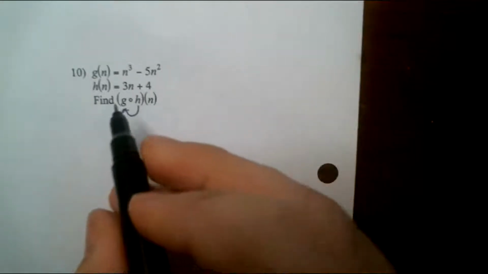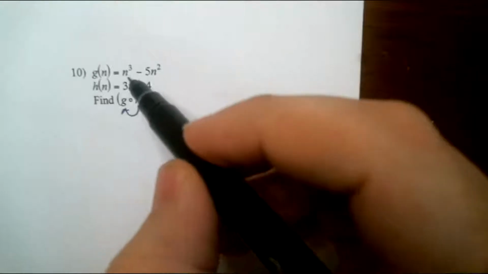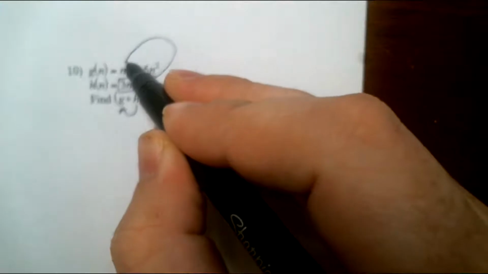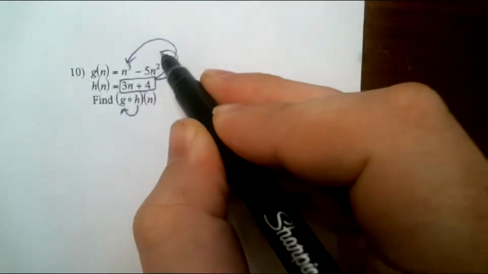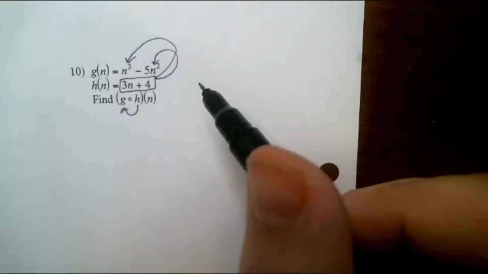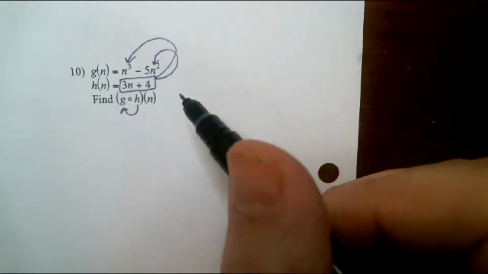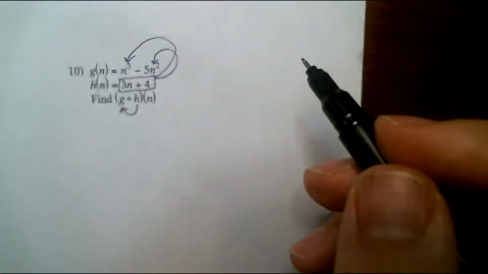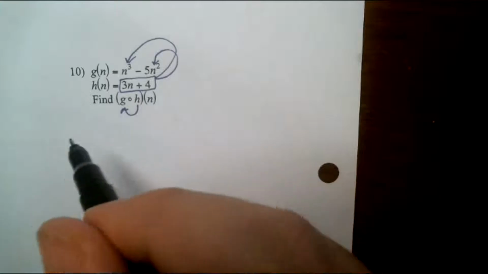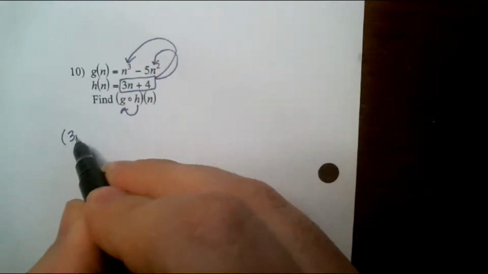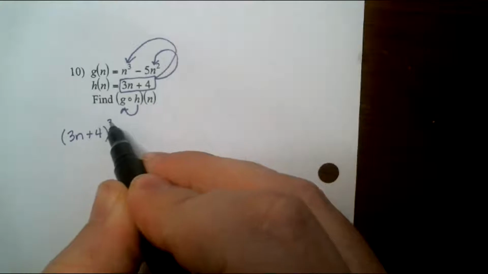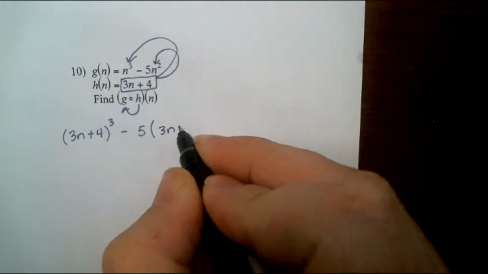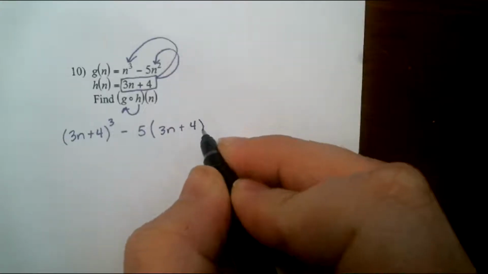So here's what that looks like. We're literally putting H into both n's. And again, we didn't see this in the notes, but if you recall, I said if you have more than one n, you've got to plug it into both of them. So in this case, we're going to have 3n plus 4 cubed minus 5 times 3n plus 4 squared.